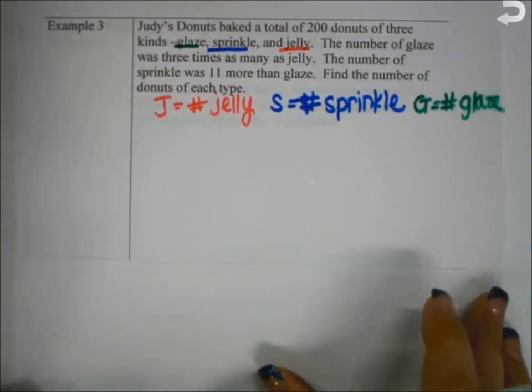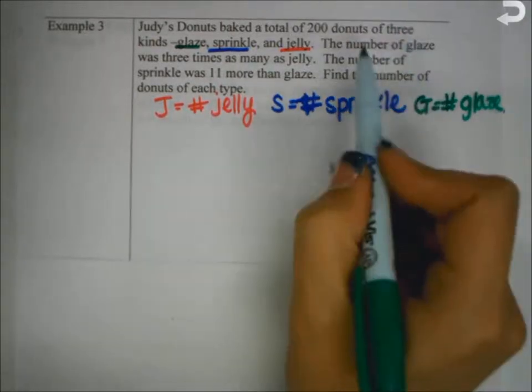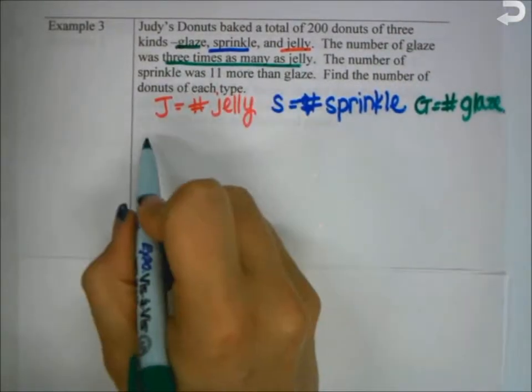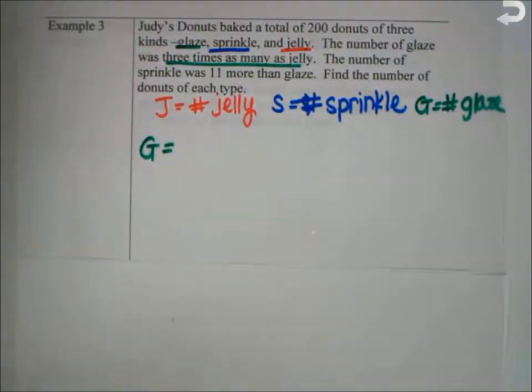So let's look at what we know here. We know something about the number of glazed donuts. The number of glaze is 3 times as many as jelly. So we know that G equals what? 3 times the number of jelly, which is J. So G equals 3J.